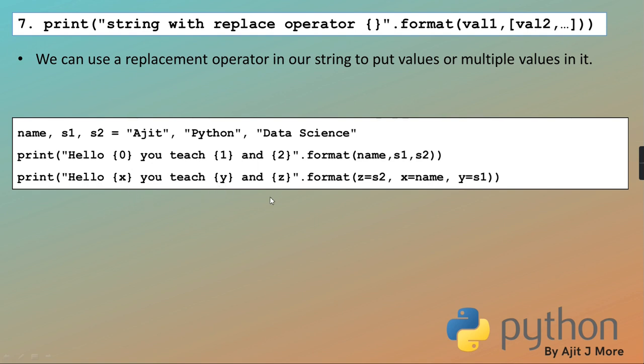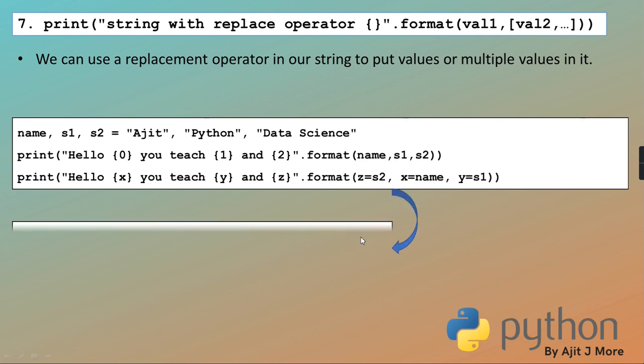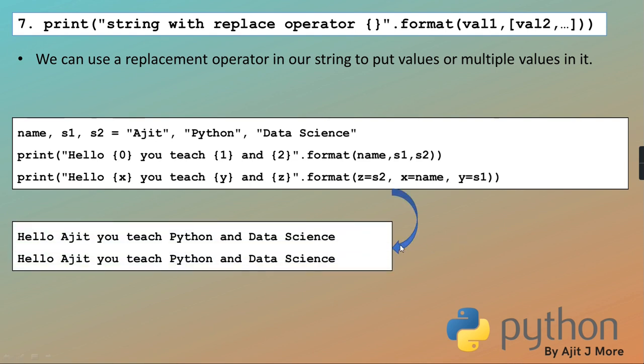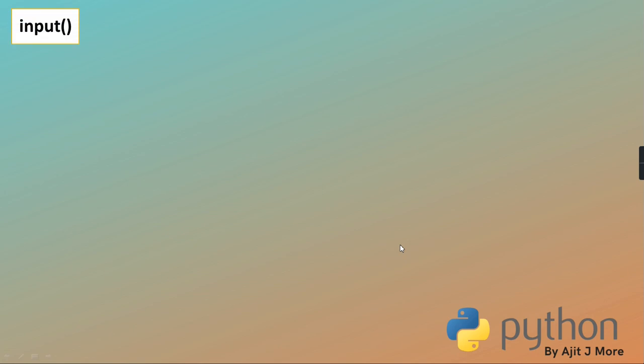Means inside you can use some meaningful names and then relate that name with your variables or values. Okay. So see here, z S2, x name and y S1. Order is not important. What it will do is, wherever x, it will substitute name. Wherever y, it will substitute S1. And wherever z, it will substitute S2. Getting? And accordingly you will get the output. Right? I hope it is clear to you.